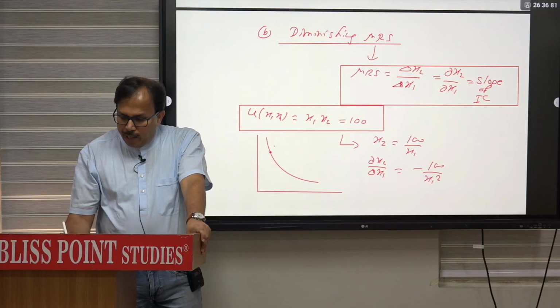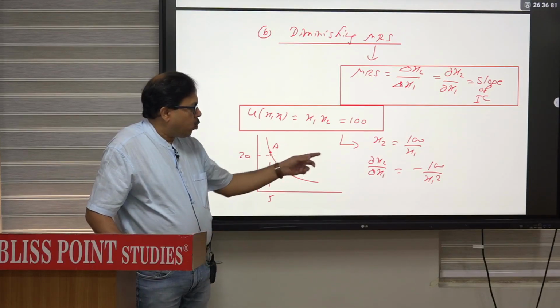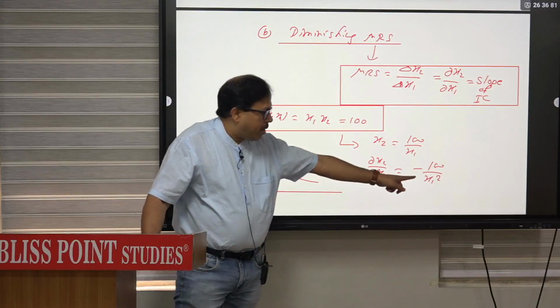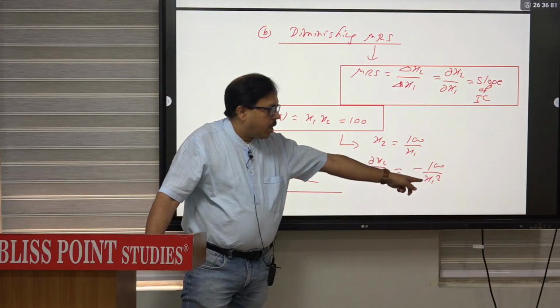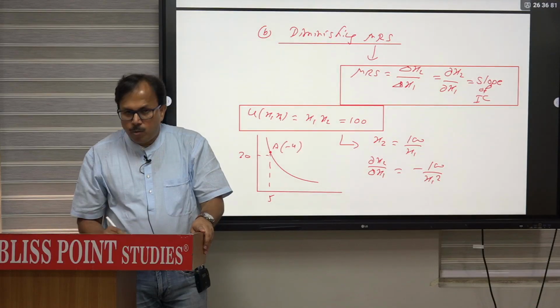If I take this point A, (5, 20), what is the slope at that point? The formula for slope: the value of x1 is 5, so you just put 5 here. 5 square is 25, 100 by 25. Slope at point A will be minus 4.